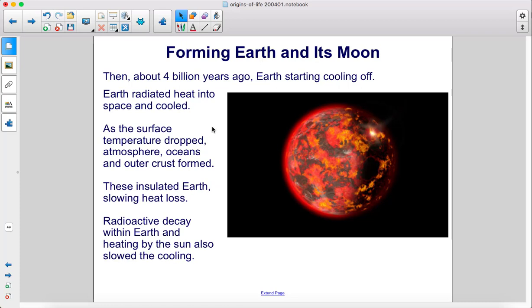Then, about 4 billion years ago, Earth started cooling off. Earth radiated heat into space and cooled. As the surface temperature dropped, atmosphere, oceans, and outer crust formed. These insulated Earth, slowing heat loss. Radioactive decay within Earth and heating by the sun also slowed the cooling.